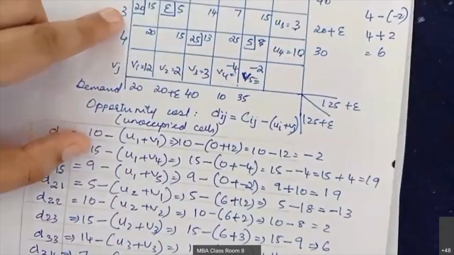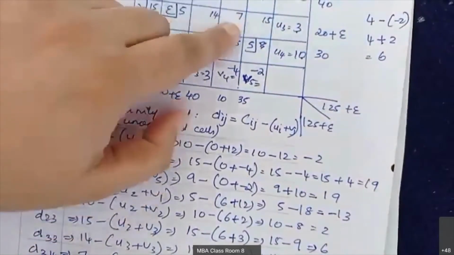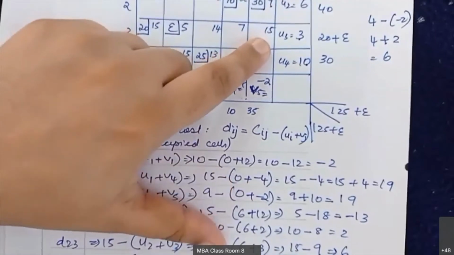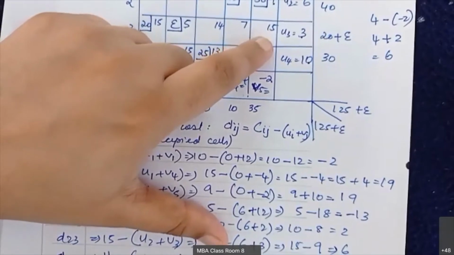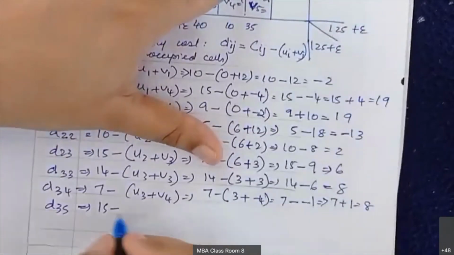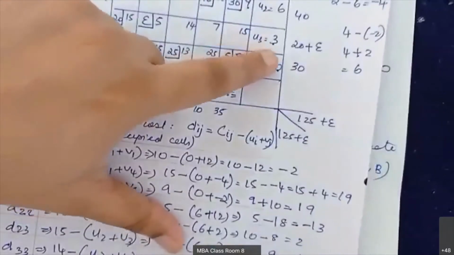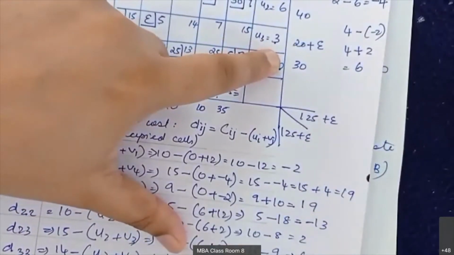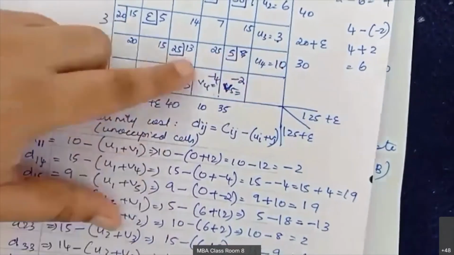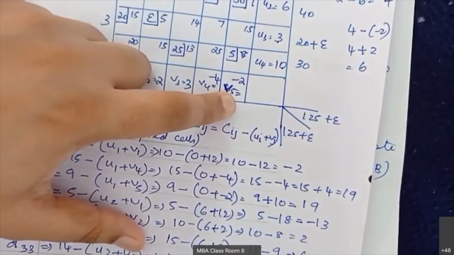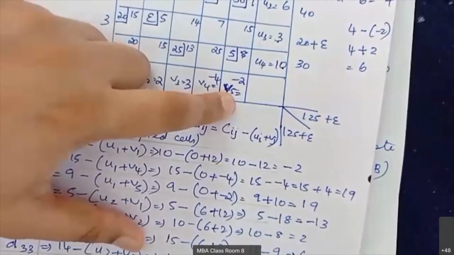Okay, again, which is the next one? D3, 4, we have already found. Okay, next is D3, 5, this cell. What's the cost there? It is 15. 15 minus U3 plus V5. What is the value of U3? It is 3. 15 minus 3. What is the value of V5? V5 is minus 2. Okay, so that is 15 minus 1, that is 14.